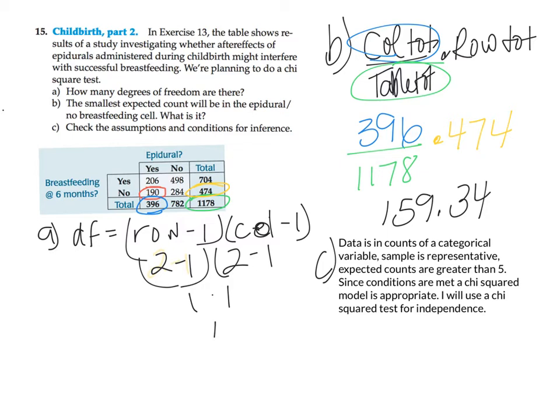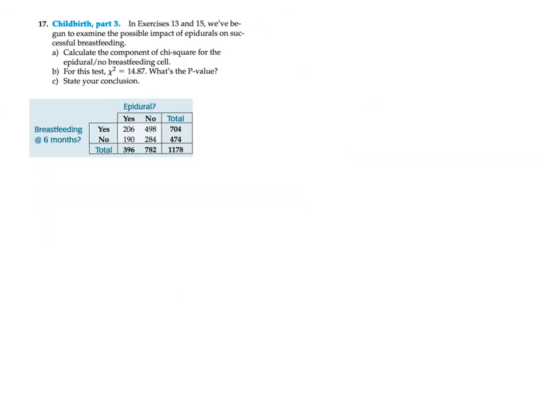Okay, so let's move on to the next question, which was 17, dealing with the same problem. In exercise 13 and 15, we've begun to examine the possible impact of epidurals on successful breastfeeding. Calculate the component of chi-squared for the epidural no breastfeeding cell.